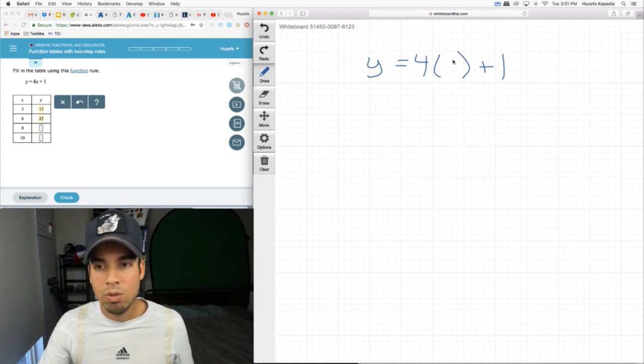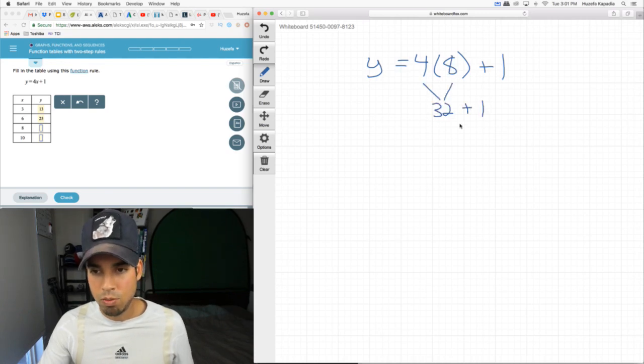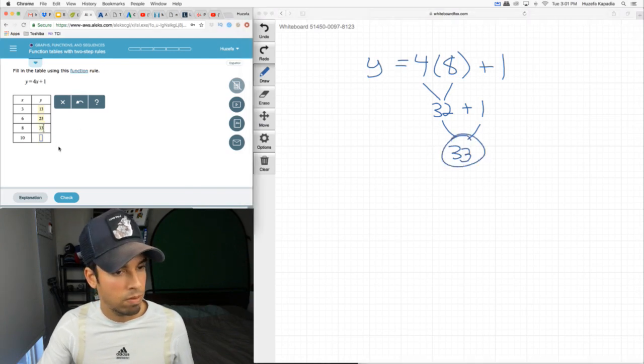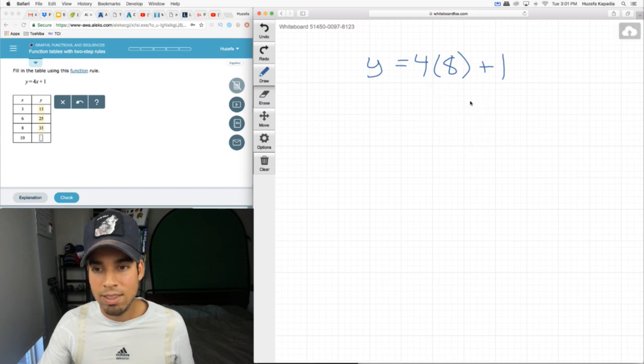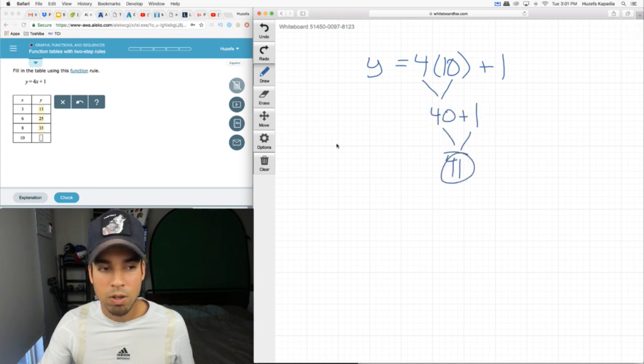When x equals 8, 4 times 8 is 32 plus 1, which is 33. And when x equals 10, 4 times 10 is 40 plus 1 is 41.